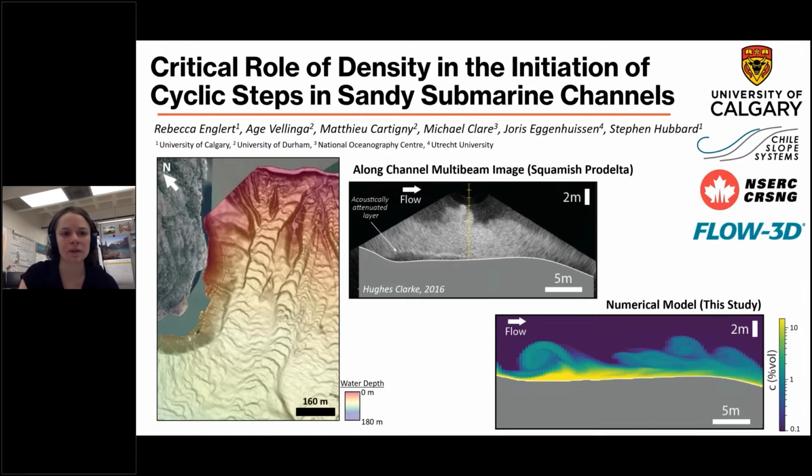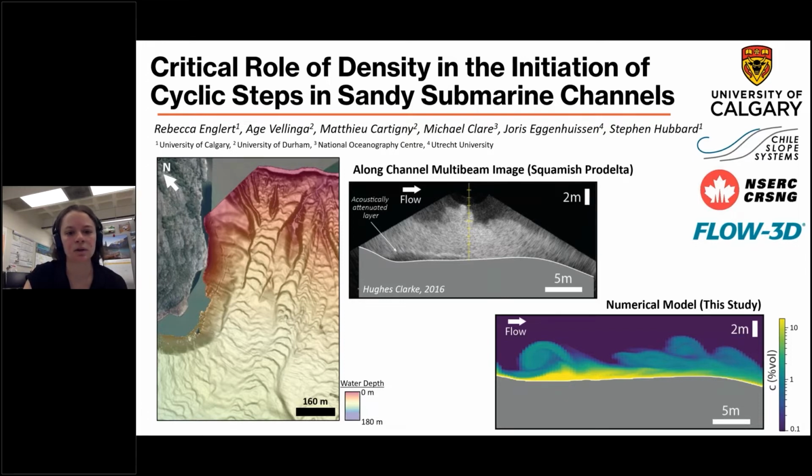Today I'm going to be talking about a study that builds off of work done by Ahe Valinga as part of his PhD, where he used a numerical model to examine the flow processes associated with upstream migrating bedforms that are commonly found in sandy submarine channels and canyons. An example of which is shown in the bathymetric image on the left, where you can see some trains of concentric bedforms in submarine channels on the Squamish delta.